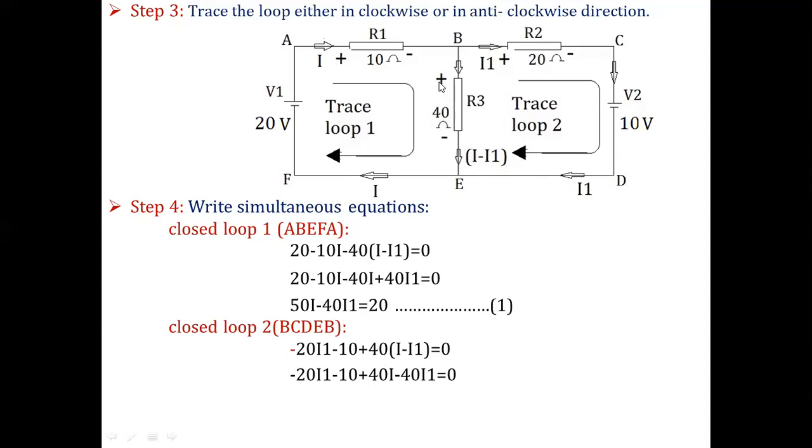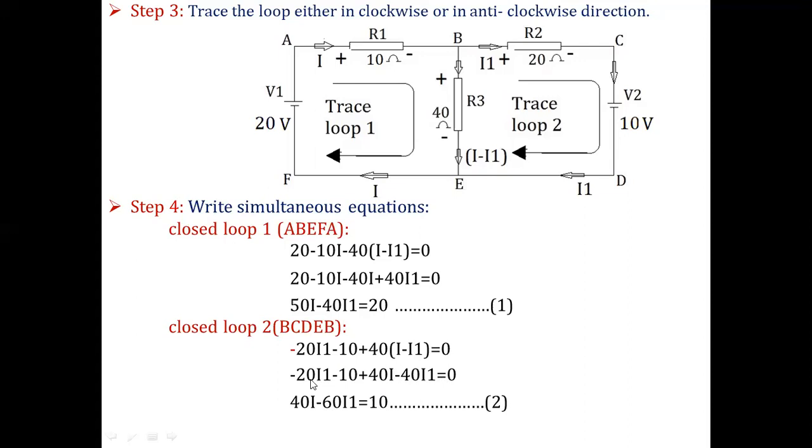For the same sign we are writing plus, we have considered here 40 resistance, the current is I minus I1 here. These are very simple equations we are writing. Next, minus 20 I1 I will keep as it is, minus 10 I also I will keep as it is, plus 40 into I minus I1, so minus 40 I1 equal to 0 here. The minus 10 I will send to the RHS side, it will become plus 10.